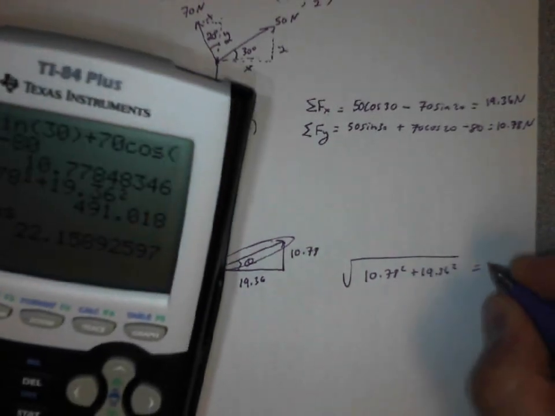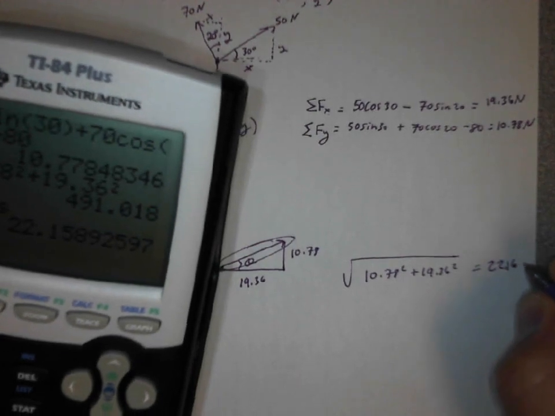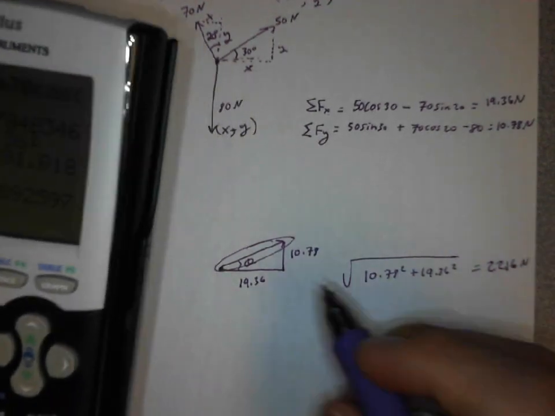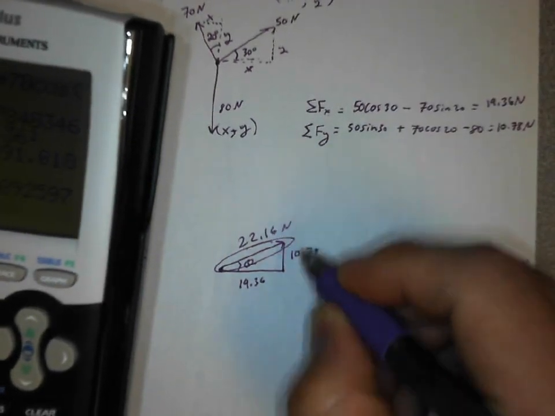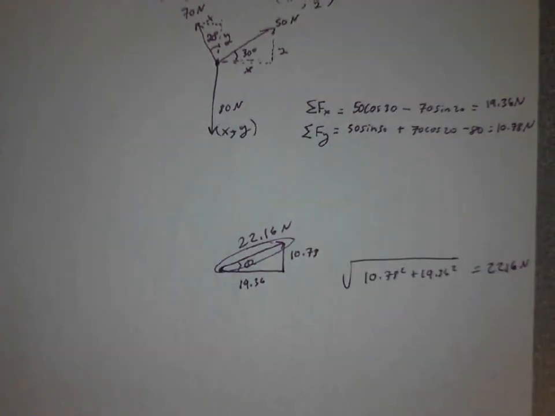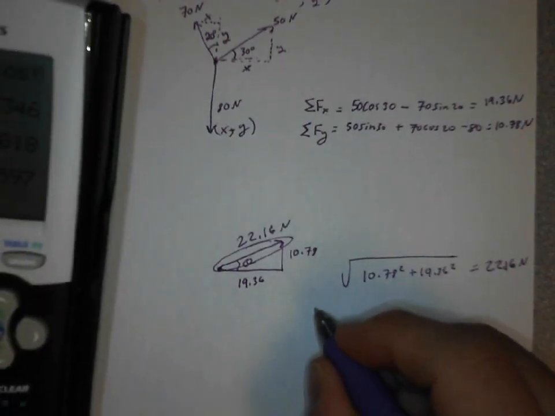You're going to get a value of 22.16 newtons. Which makes sense. That's a good number. It's bigger than both of the side lengths, but not huge. Then we're going to look at that angle.